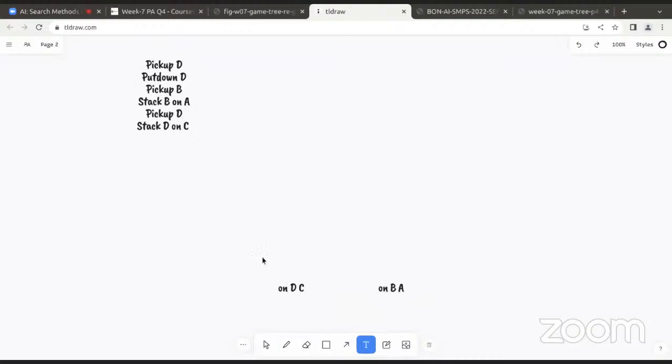Now, what do I have to do here? We have to do stack D on C, right? Right. And for this to happen, yes, okay, stack B on A, right? Right. Okay. Now this is the state we have given you, and then we put a pickup.